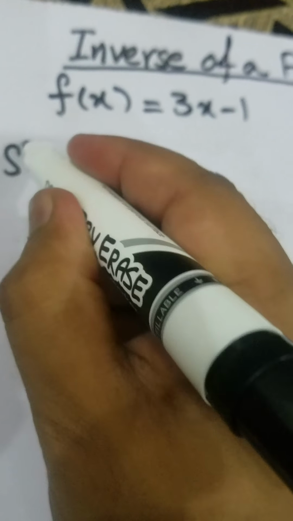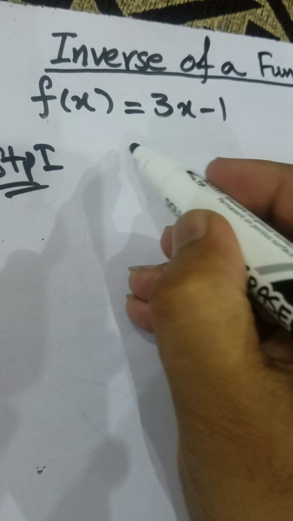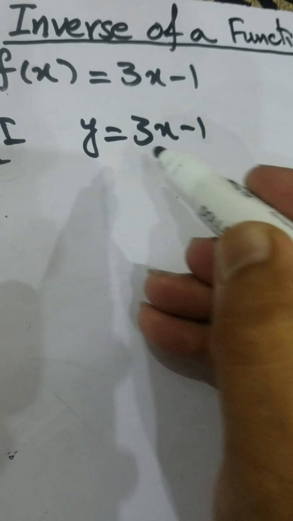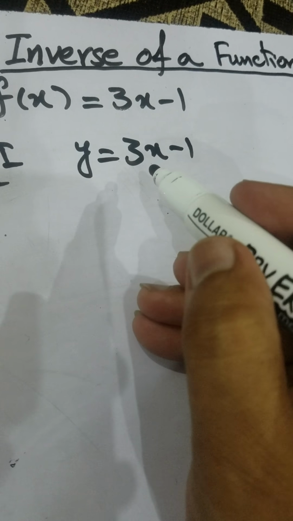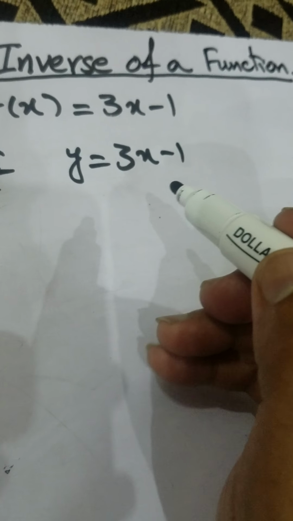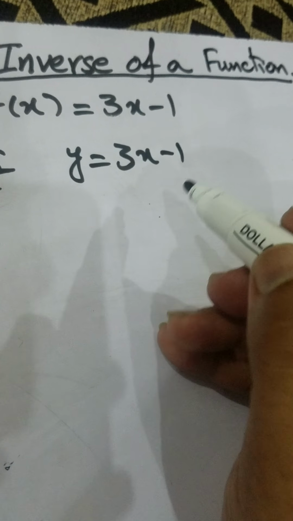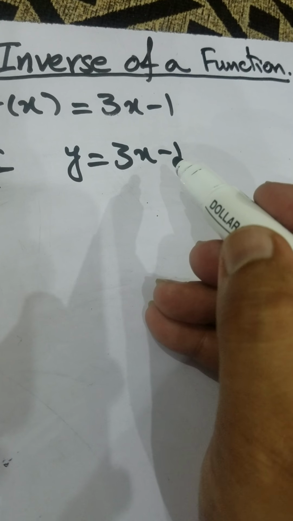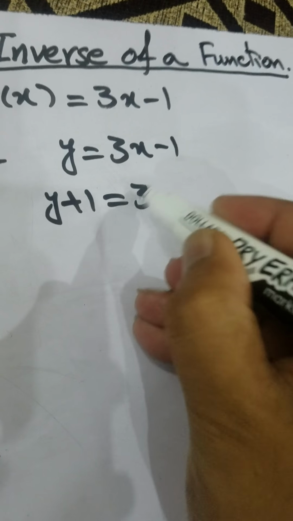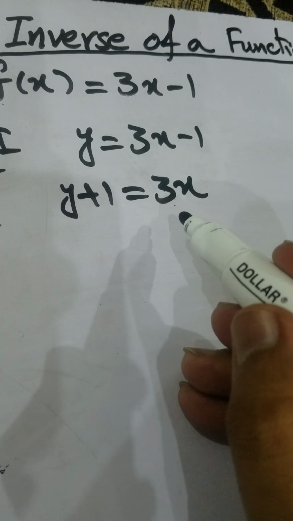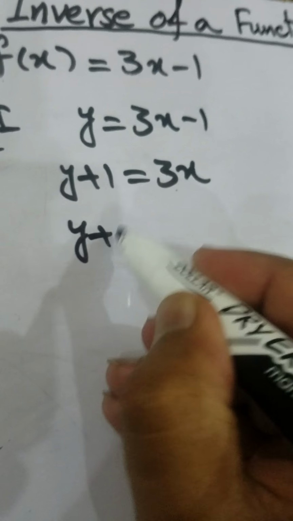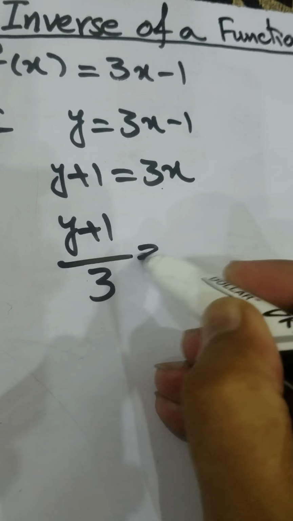Step 1 is, first of all, we will suppose that y is equal to 3x minus 1. Now, to find the inverse of this function, we have to separate x. How can we separate? How can we make it the subject of the formula? 1 is being subtracted here. When we shift it to the left side, it will add. So y plus 1 is equal to 3x. Now 3 is multiplying. When it moves towards the left side, it will divide. So y plus 1 over 3 is equal to x.